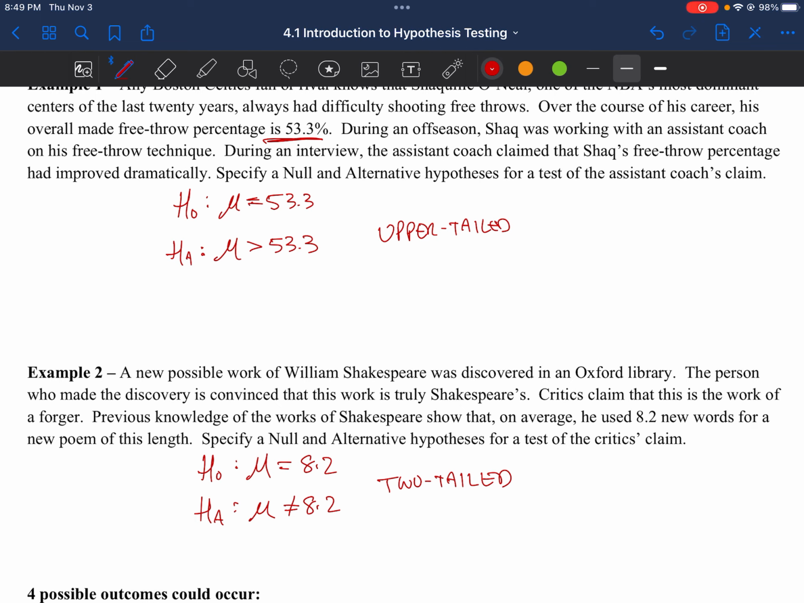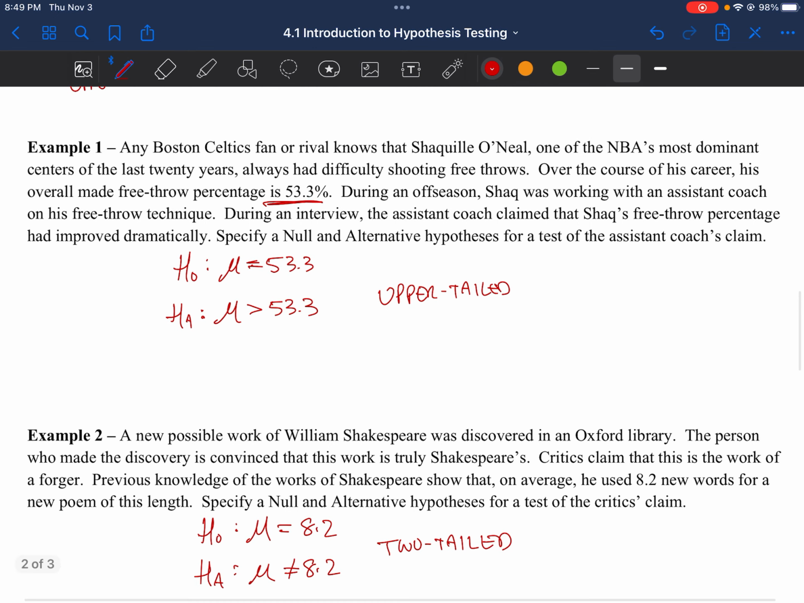Okay? So there are 4 possible outcomes. Think about a trial, right? So somebody's on trial for murder, and if you convict them, they will go to jail for the rest of their life, or they will be sentenced to death. Okay?